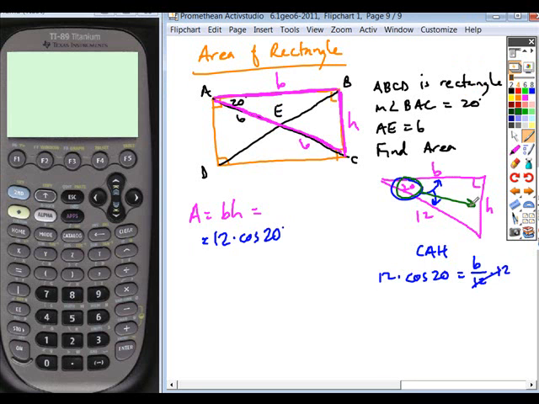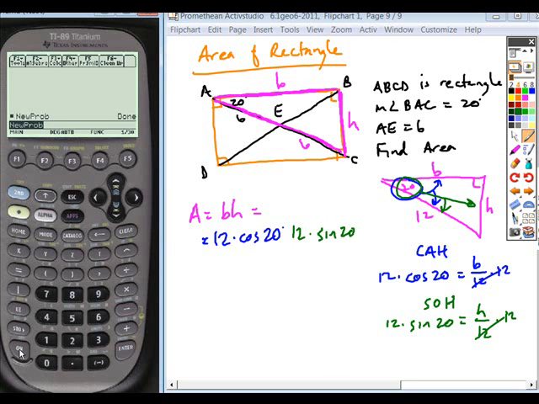We can do the same thing here to find h. Take our angle. We have an opposite side now and a hypotenuse. Opposite and hypotenuse are related with what trig ratio? So the sine of 20 is equal to the h opposite over hypotenuse 12. Multiply both sides by 12. And that allows us now to substitute in 12 times the sine of 20 for our height.